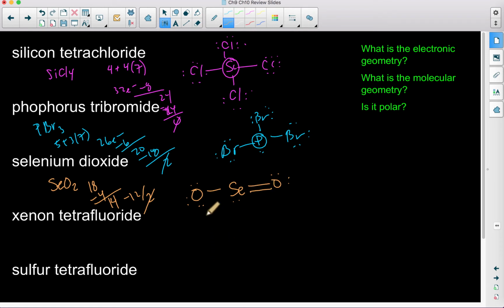Now let's stop and look again. 2, 4, 6, 8. 2, 4, 6, 8. 2, 4, 6, 8. Now we have the right number of electrons and everybody has a full valence. This is the right structure for selenium dioxide.